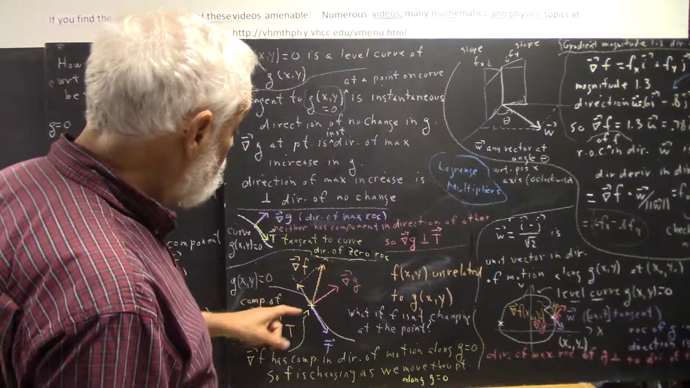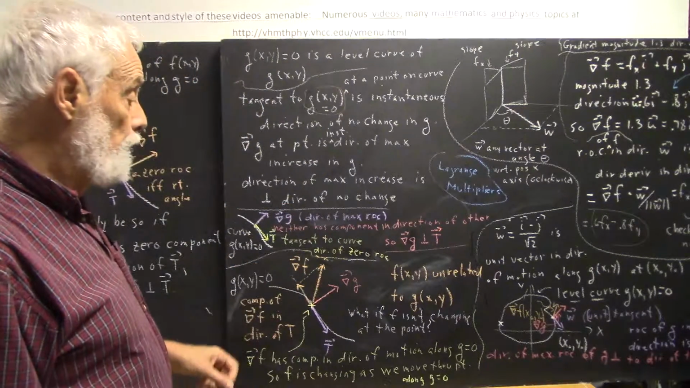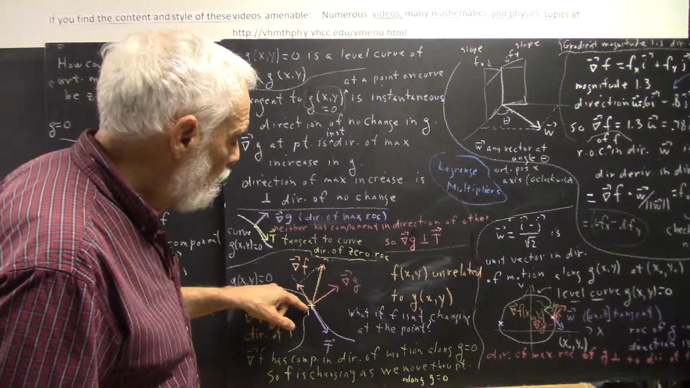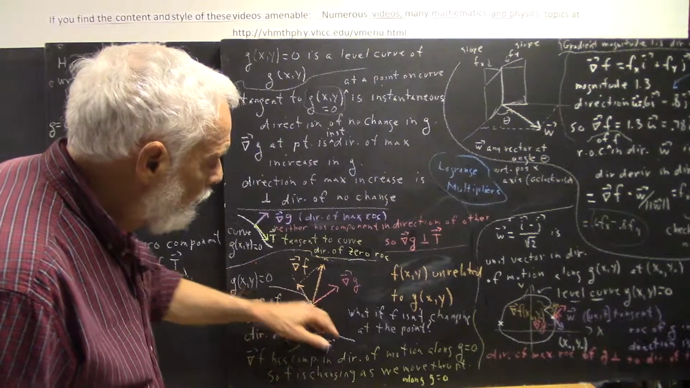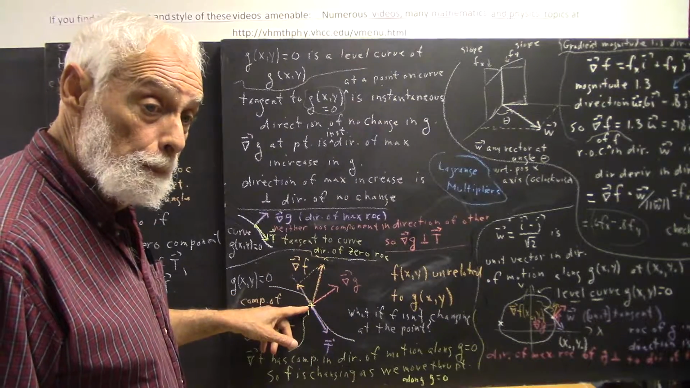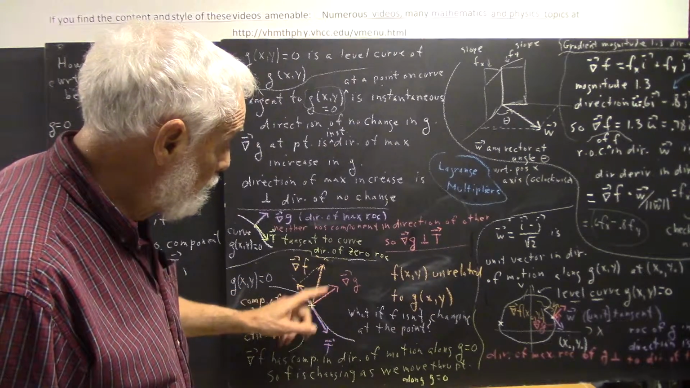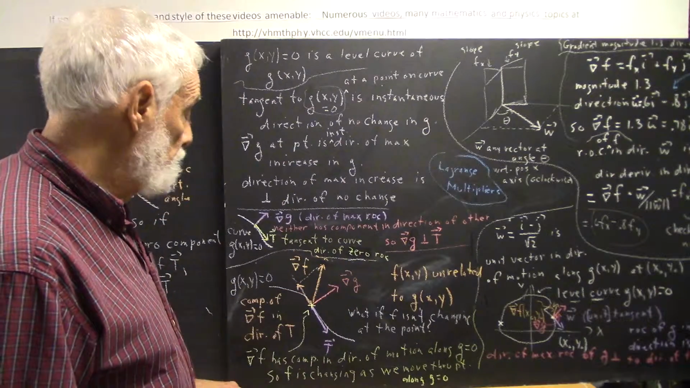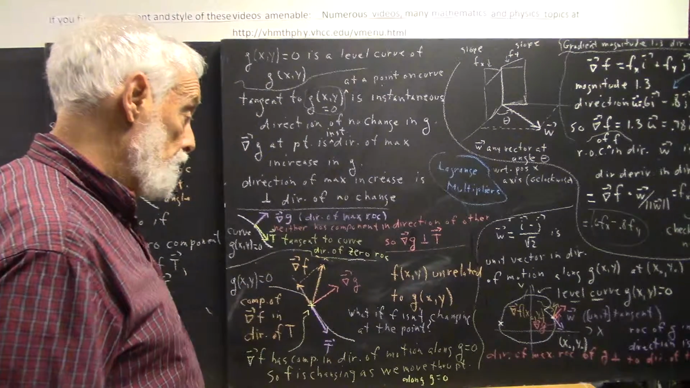Okay. Now, at this point, the way I've depicted this, del f has a component along the line through the point parallel to the unit tangent vector. That is, in the direction of motion along the curve g of xy. So as you move along the curve g of xy, you get to this point. Remember, this is the direction of no change in g. This is the direction of the gradient, the direction of maximum change in g. Okay, direction of no change in g, direction of maximum change in g.